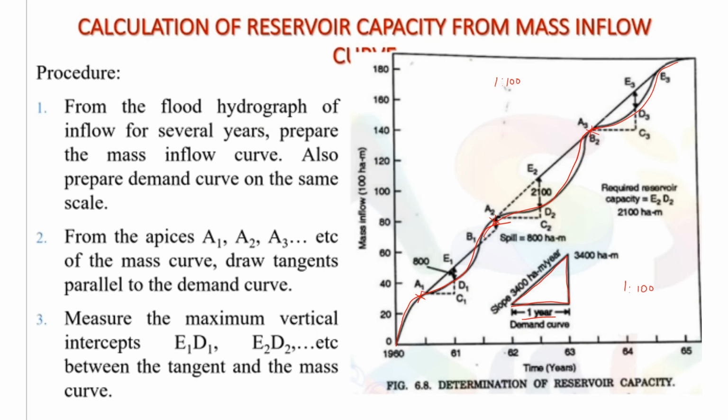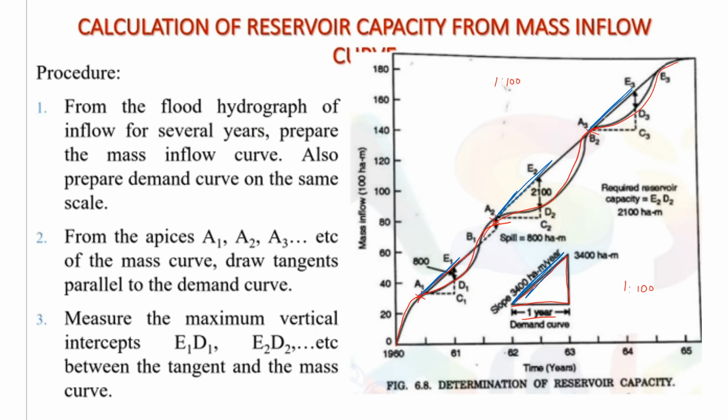Next step, once you mark the apex points, is to draw a tangent through each apex point. One more condition: while drawing this tangent, it must be parallel to the slope of the demand curve. If this is the slope of the demand curve, then this tangent must be parallel to it. Similarly, at peak point A2 we draw a tangent which must be parallel to the demand curve, and similarly at A3 also the tangent must be parallel to the demand curve. Then the next step is to measure the vertical intercept.